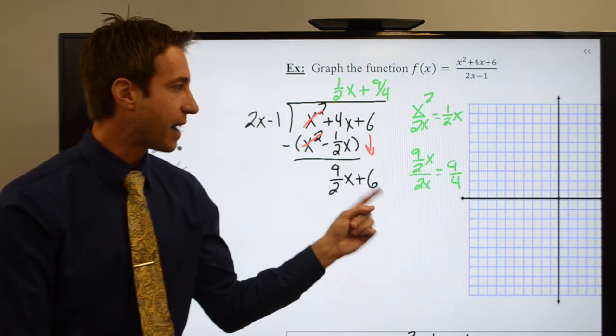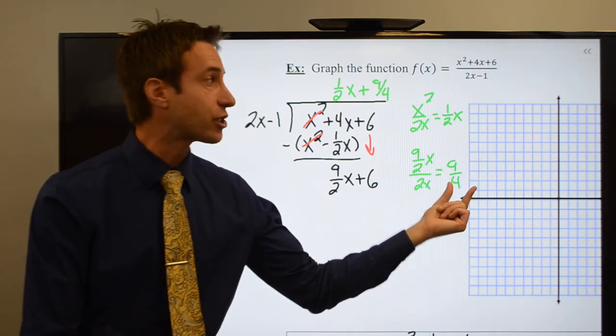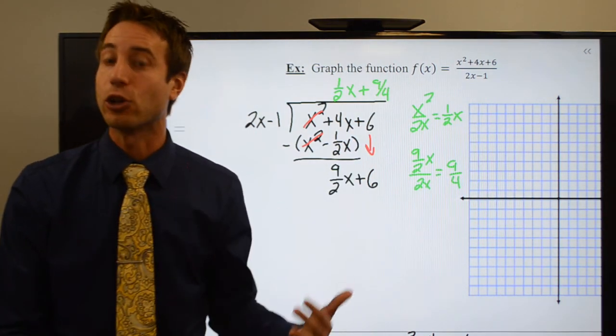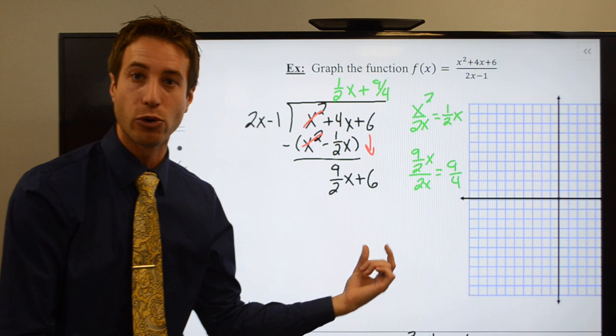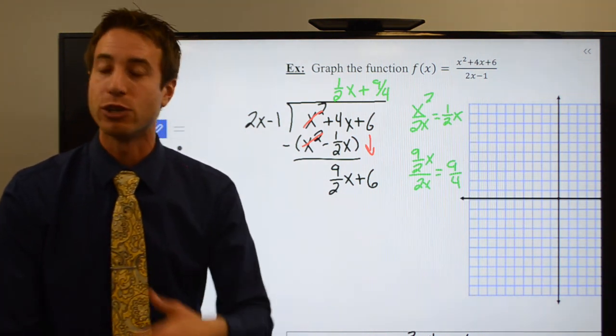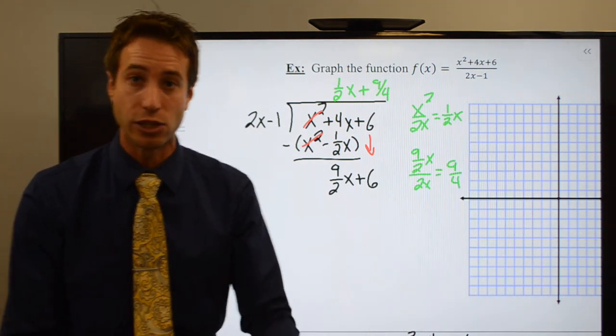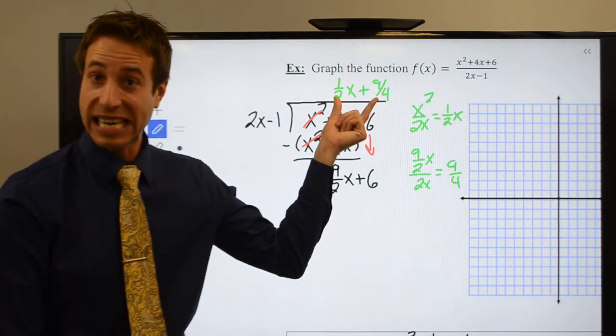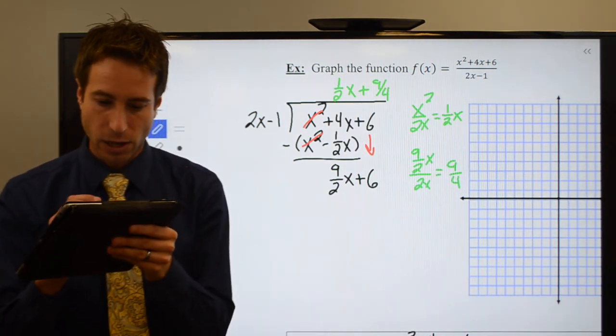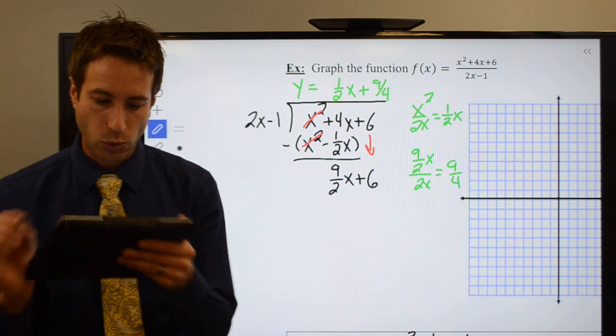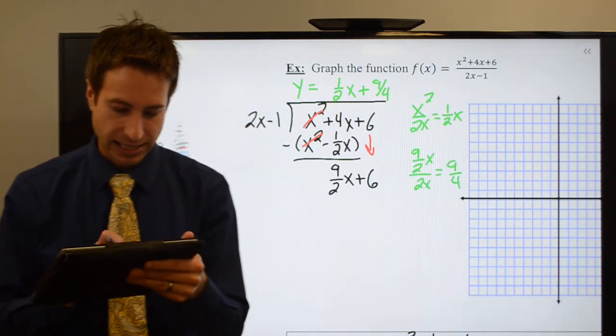Right? Bring down that last value, figure out what that last term in the quotient is, and then quit. Because if you kept going, you'd find the remainder, but the remainder doesn't matter. You did work that you didn't need to do, and this is your slanted asymptote. So y equals this is my slanted asymptote.